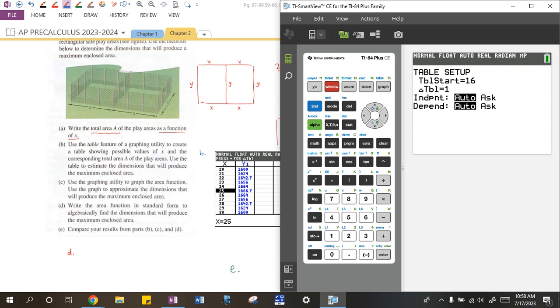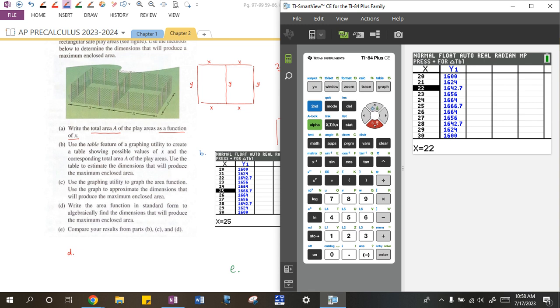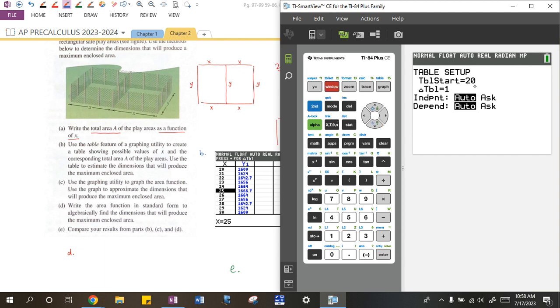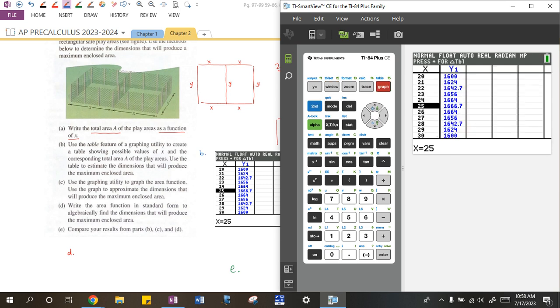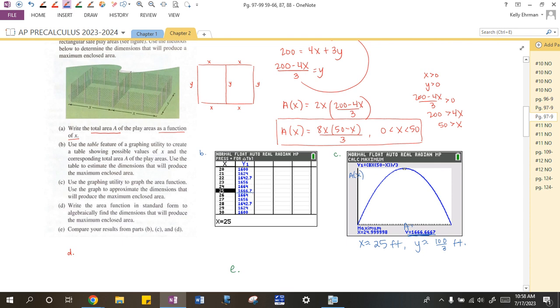So maybe you're guessing, you're not sure that it's at 25, so you say you start at 20, and then you press second graph, and it'll hop there, and then you have less scrolling to do. So that's nice. If they give you multiple choice answers for an AP test, you can just jump around to each value. Second window, tell it to start wherever, and then second graph to see what that corresponding point is. The largest area was again at x equals 25 feet and y equals 100 over 3 if we plug back in 25.